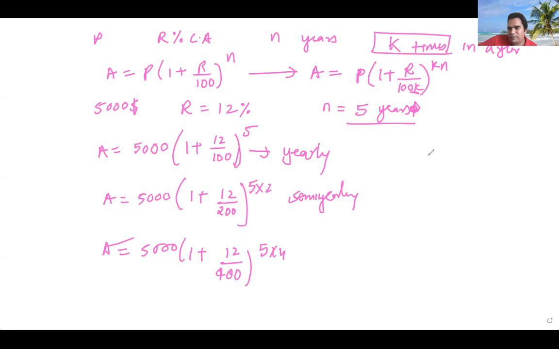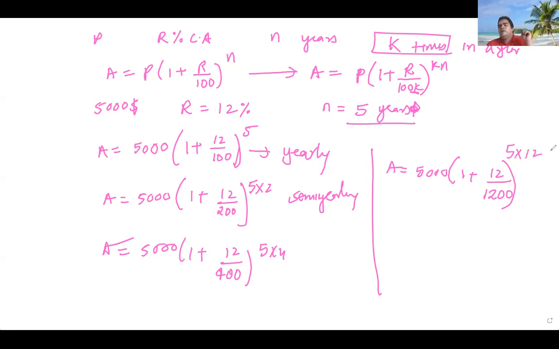What if I'm doing monthly compounding, where in a year I compound every month? The amount is going to be 5,000 times 1 plus 12 upon 1200, to the power of 5 times 12, because in 5 years we'll have 60 compounding periods. If we calculate these values exactly, you're going to get the total amount accumulated under each condition of compounding.